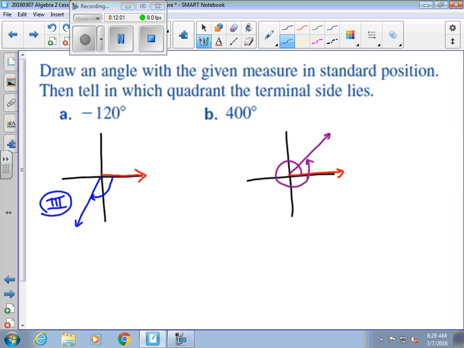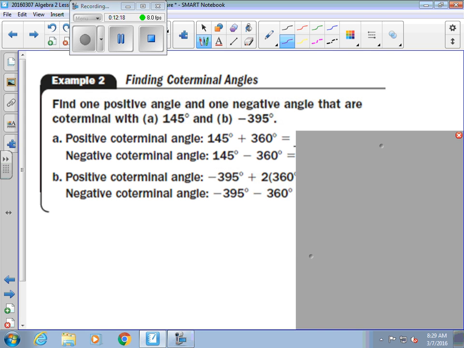And we know that it's going to be in quadrant number 1. So again, all you need to know, positive or negative, is which way does it open? And you can make as many revolutions as necessary to get to the degree measurement. Example number 2 is finding coterminal angles. You know what that prefix co means? It means together. It says find one positive and one negative angle coterminal with 145 degrees and negative 395 degrees.